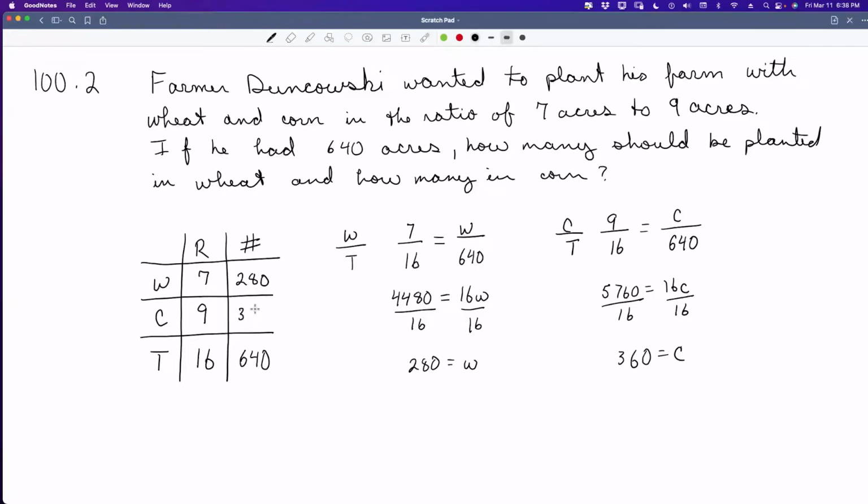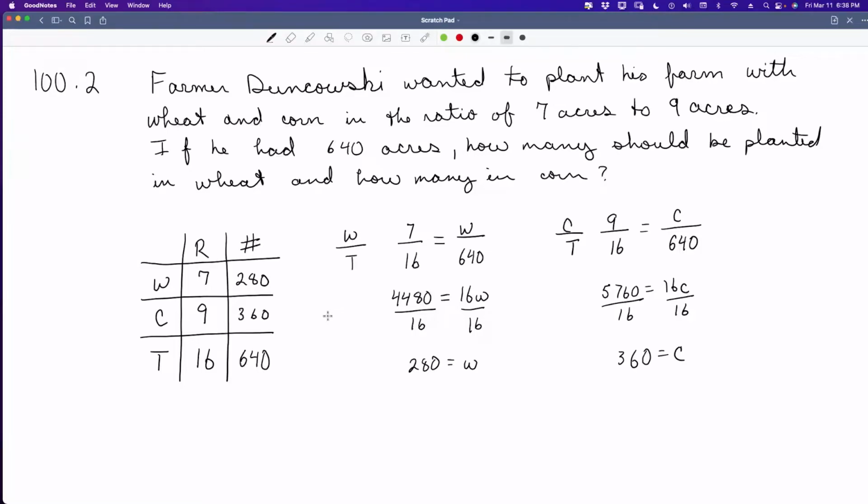So 360. So you should be able to add these two together to get 640. So 0 and 0 is 0. 8 and 6 is 14. Carry the 1. That makes that 3, and 3 is 6. So that does add correctly. So now you know how to do these advanced ratio problems.